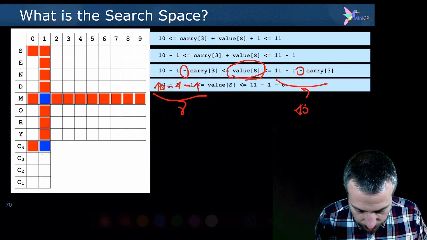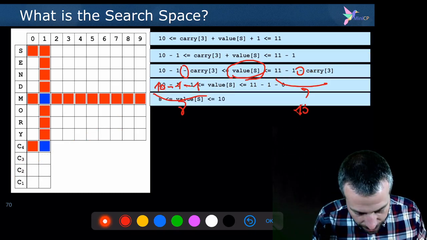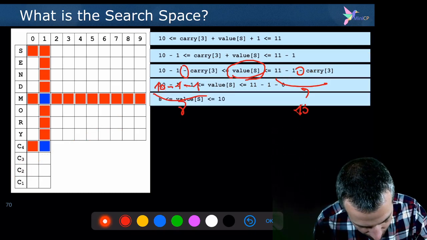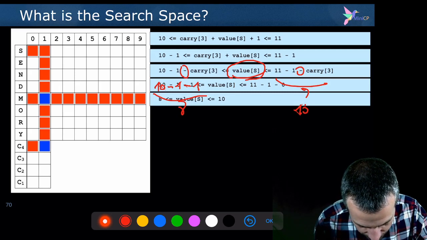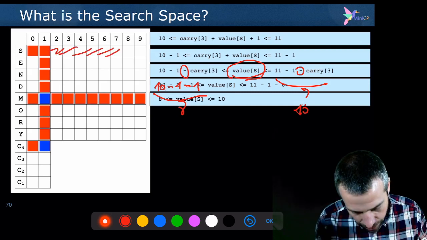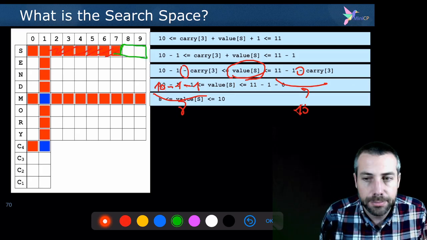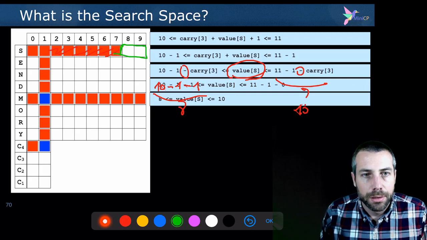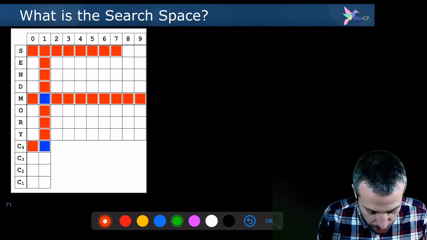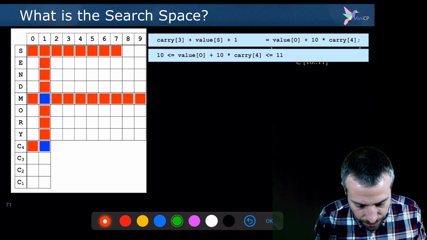This is what I will discover here. I propagate this inside the domain of S. S was here. And now I know that S should take a value between 8 and 10. And so I will remove all this. I already know that the value of S should be something between 8 and 9. And so this is a kind of deduction that you can do. I will not explain it further. You can look at it by yourself.